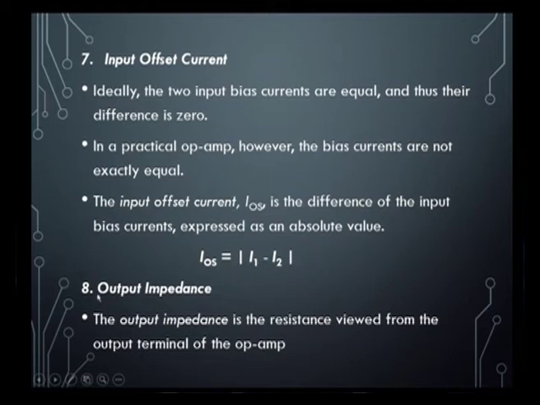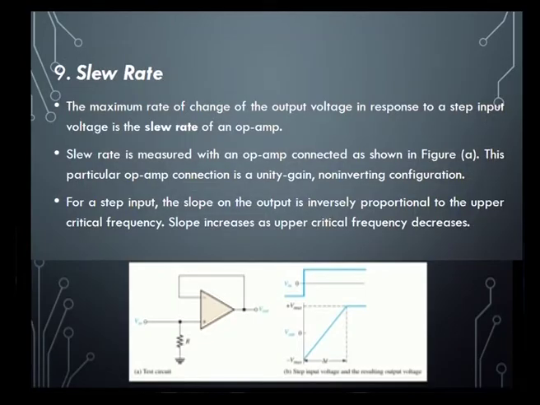So, the last thing is output impedance. The output impedance is the resistance viewed from the output terminal of the op amp, that we already discussed, and observed in the internal block diagram of an op amp. Next will be the slew rate.